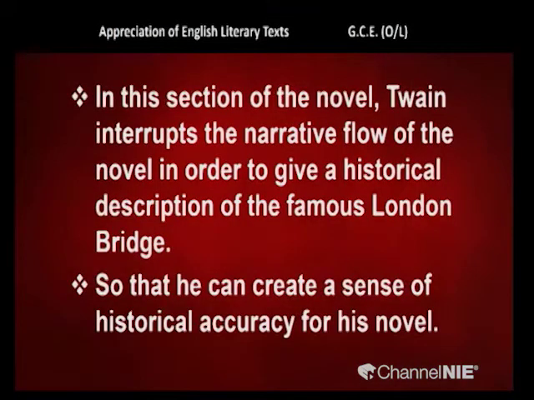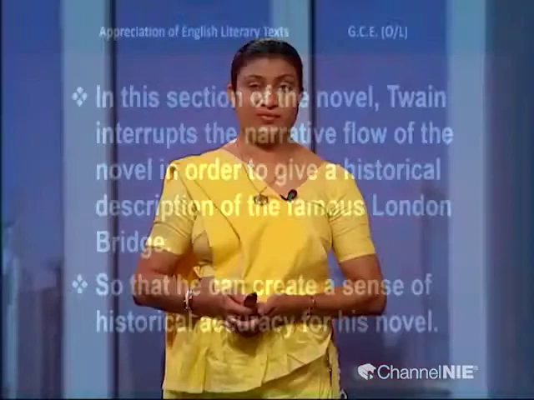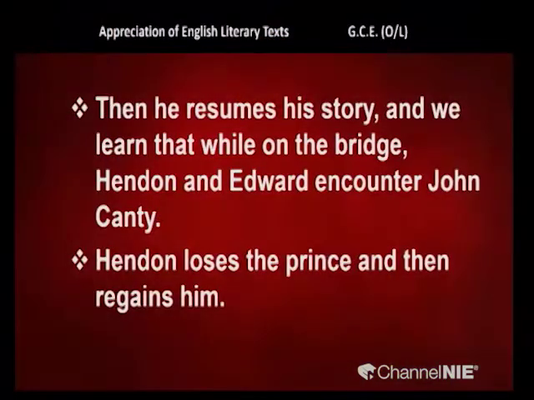In this section of the novel, Twain interrupts the narrative flow in order to give a historical description of the famous London Bridge, so that he can create a sense of historical accuracy for his novel. Then he resumes his story, and we learn that while on the bridge, Hendon and Edward encounter John Canty again. Hendon loses the prince and then regains him.